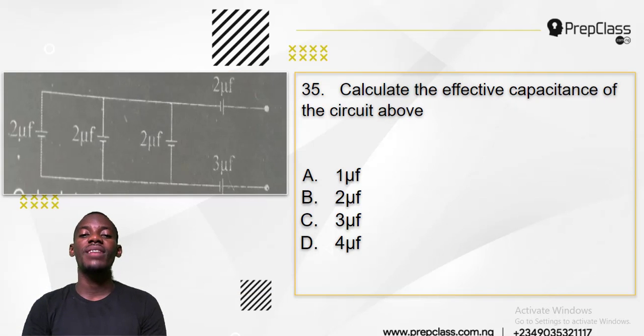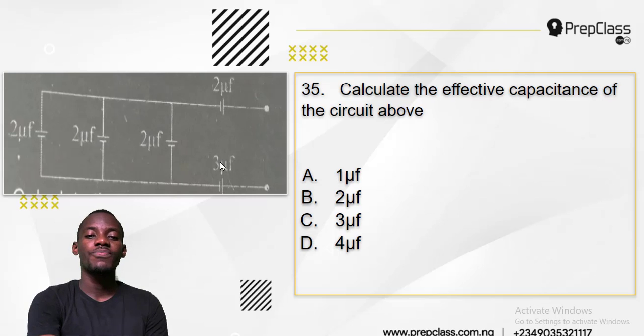Now number 35, the last one for this video. Calculate the effective capacitance of the circuit above. You can see that the circuit has 2 in series, that means they are on a straight line, and 3 in parallel. They are all capacitances, in farad. They are actually microfarad. This one that looks like U is called micro. So we have 2 microfarad, 2 microfarad, 2 microfarad in parallel, then 2 microfarad and 3 microfarad in series.